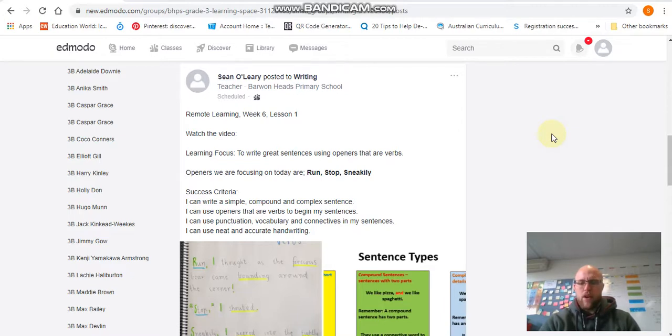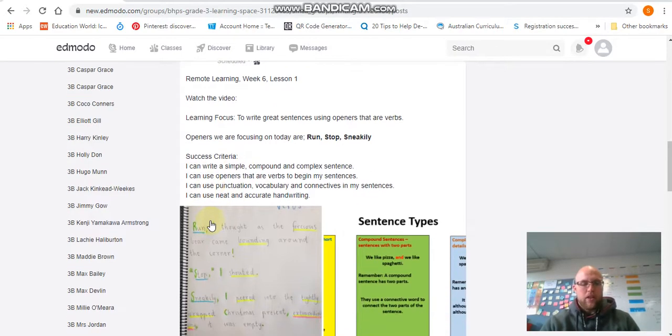But today, and we're going to do the same thing tomorrow, we're going to look at using verbs as openers, because verbs are actually really good ways to start a sentence. Verbs are those doing action words that describe yourself, what you're doing, basically, or what your character is doing. I'm also going to use an adverb today as well, which is, again, another really good way to start a sentence.